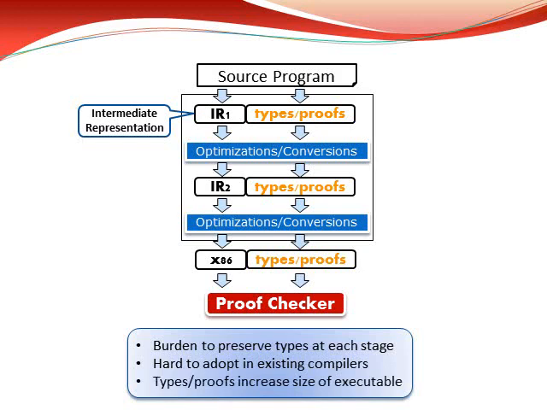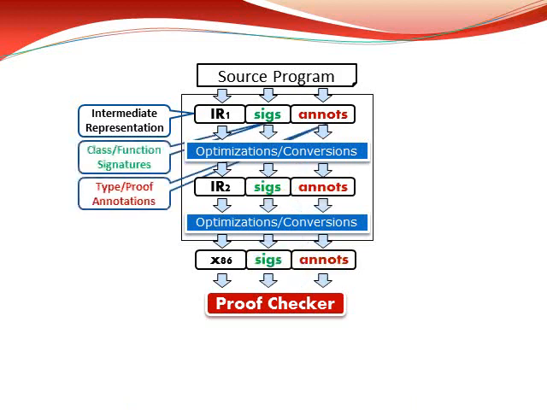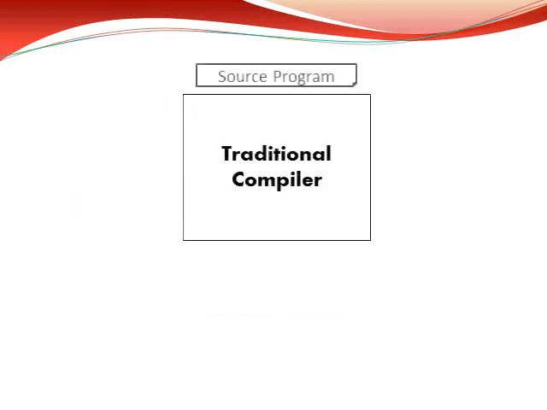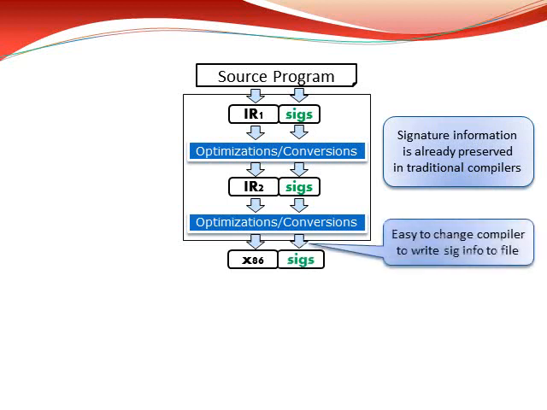To address these problems, we recognize that those types and proofs can be broken up into two classes. Signature information, which is rather high-level stuff like classes and function signatures, and low-level stuff like types and proof annotations on the specific assembly instructions. Furthermore, in a traditional compiler that only outputs x86, the signature information is already present through all the various stages. So it's pretty easy to extend such a compiler to output that signature information to a file.